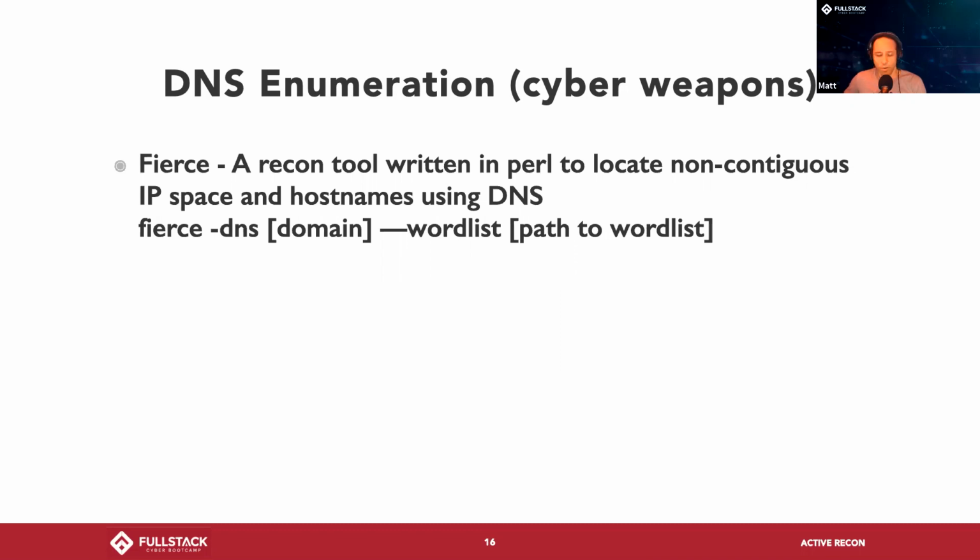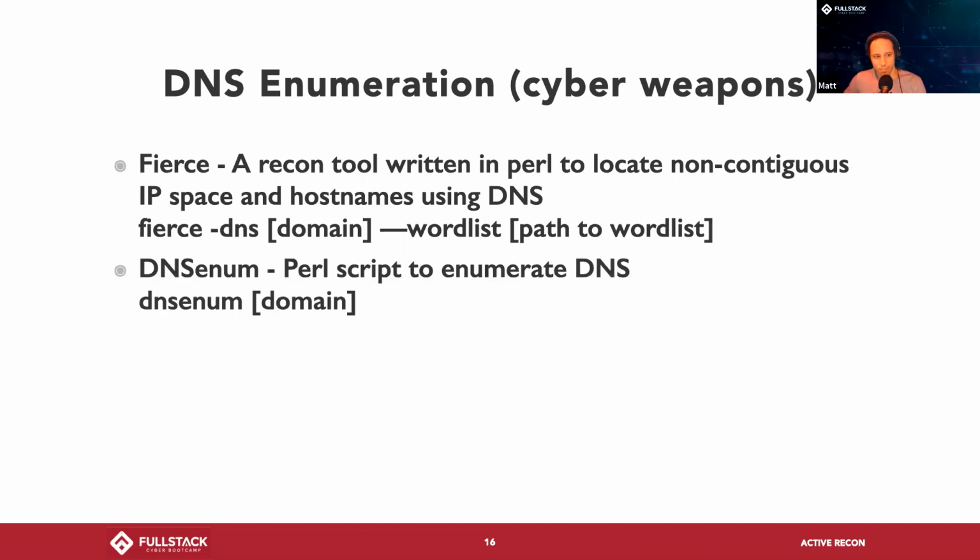So you can go ahead and throw fierce at Google if you want, or DNS enum or DNS recon. They all work very similarly. I think DNS recon is actually written in Python, but I could be wrong. But these all work very similarly in that they will do essentially what we've done today, but kind of automatically. So it'll attempt to do zone transfers. It'll attempt to look up host names and all that sort of stuff.